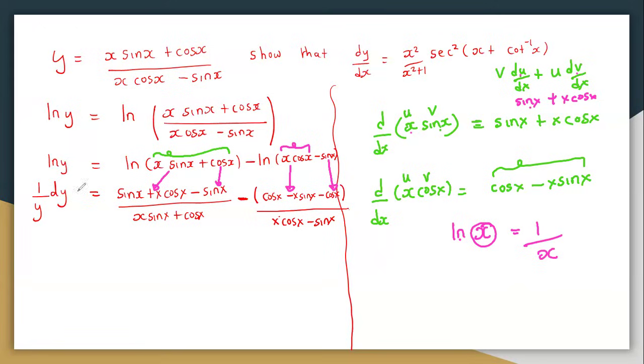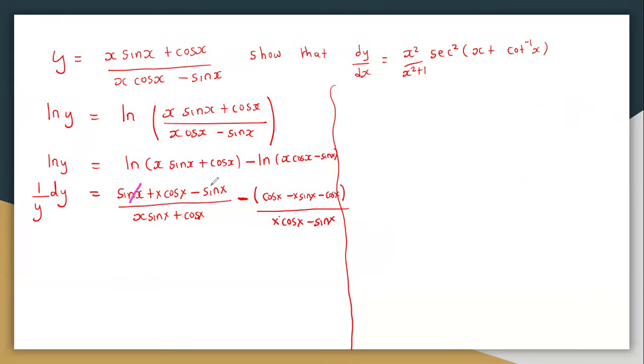So members, we are going to continue. So you notice that this and this can reduce. So meaning that here I can remain with x cos of x. Then also you notice that this and this can reduce.